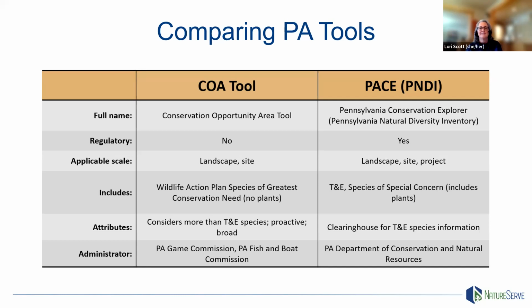The PACE tool adds an additional project site and project scale of analysis, in addition to landscape and site. It focuses more on T&E species and species of special concern, and it includes plants. That's the PACE tool versus the COA tool, which has no plants and is focused on those SGCNs. It's got a more broad, proactive consideration in the types of information provided out to users. And again, the two tools are administered by different agencies in the state.